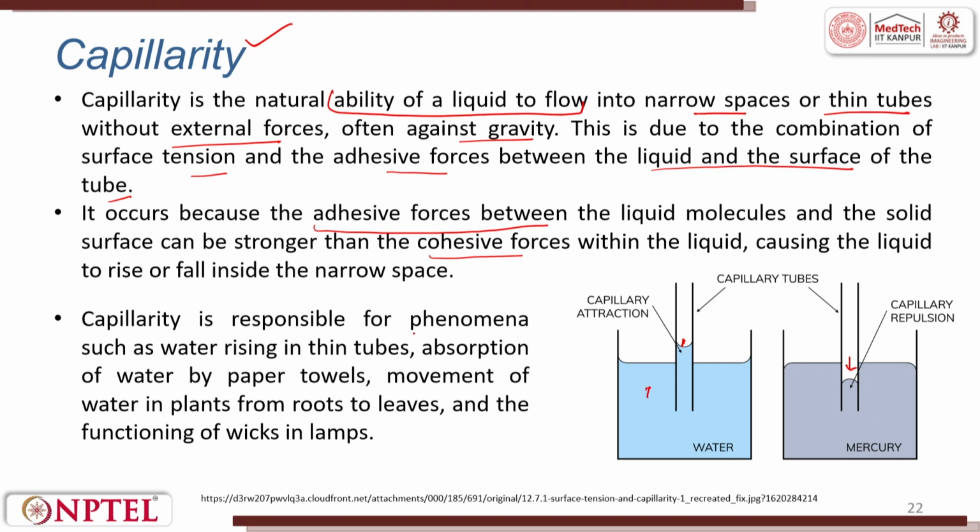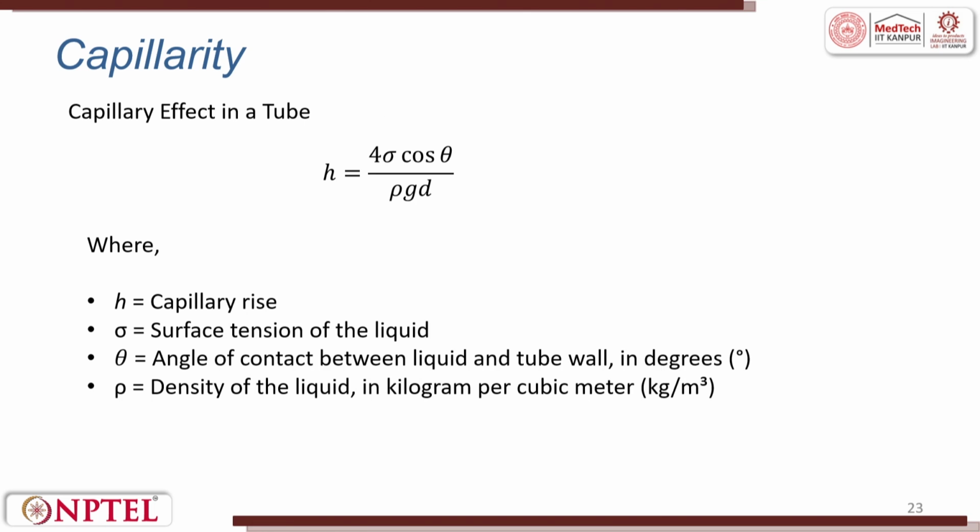Capillarity is responsible for phenomena such as water rising in thin tubes, absorption of water by paper towels, movement of water in plants from roots to leaves, and functioning of wicks in lamps. So, this is known as meniscus, this curve here. This is lower meniscus, and in case of mercury, upper meniscus, this is there in capillarity. Now, when we talk about some formulas in capillarity, the capillarity effect in a tube is given by H is equal to 4 sigma cos theta by rho g d.